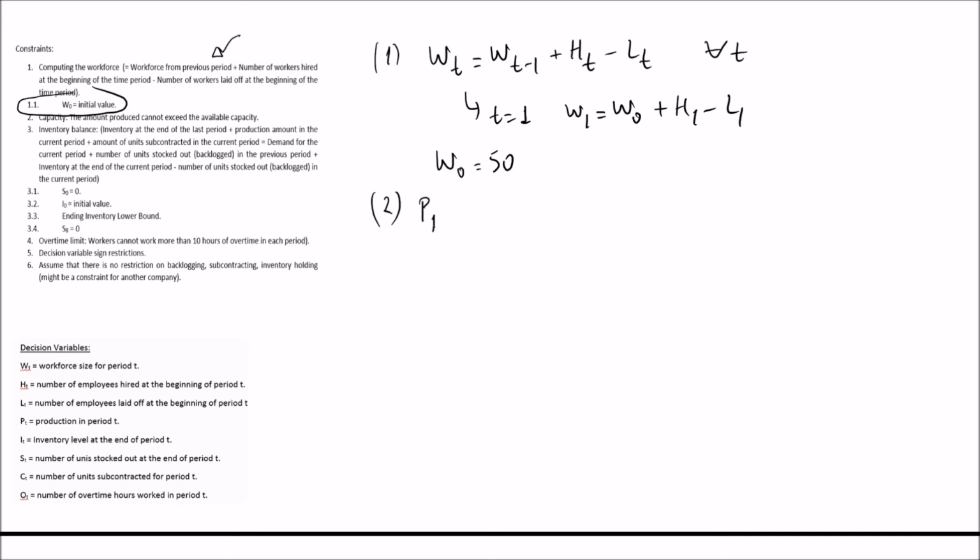So for period 1, amount of production is P1. That must be less than or equal to my production capacity. So for regular time capacity, I have 8 hours per day, right? And how many days I have in a period? 20 days per period. This is 160 hours per period.